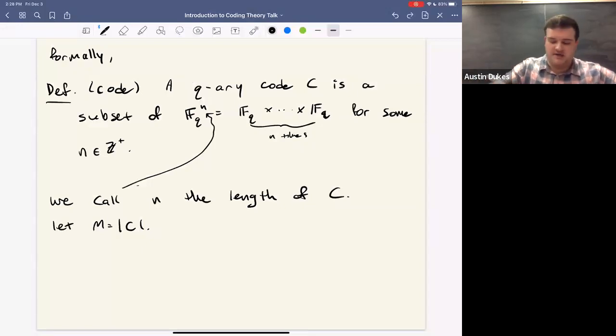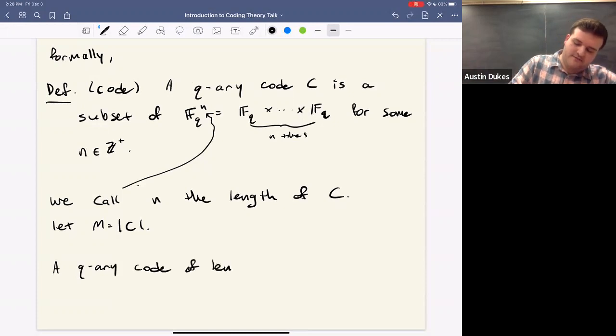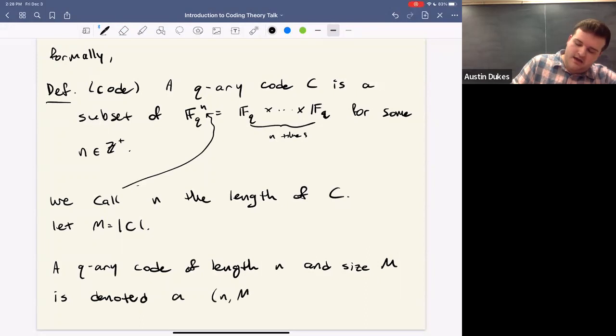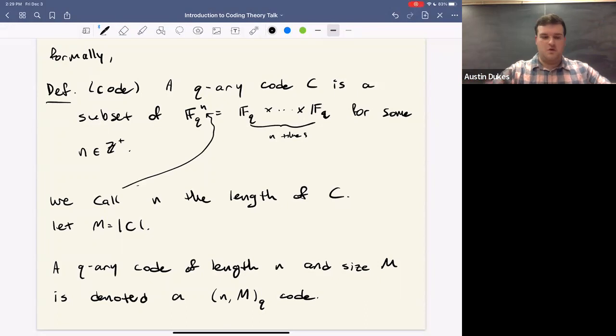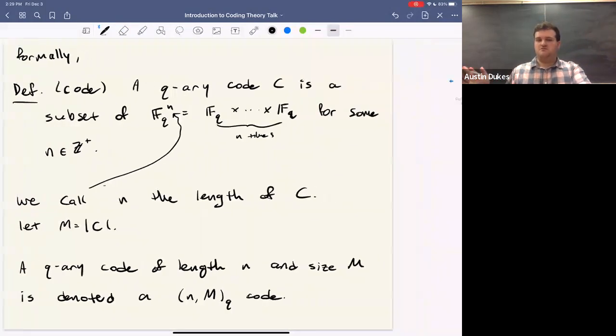And with those three parameters, we can write a q-ary code of length n and size m, denoted an (n, m, q) code. Cool. So just with those three parameters, we have determined not the elements of the code, but the main aspects of the code. All right. Cool. That is all we need to define a code without any other restrictions.